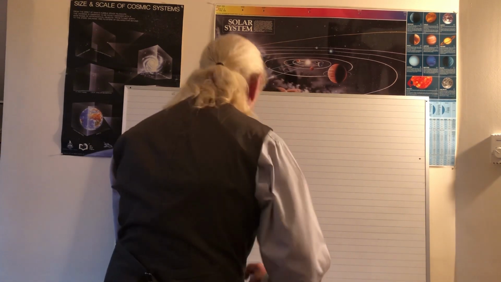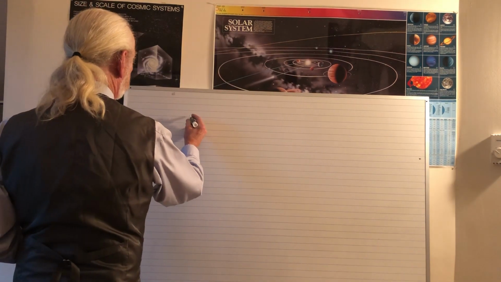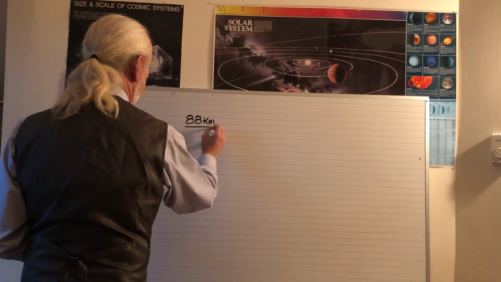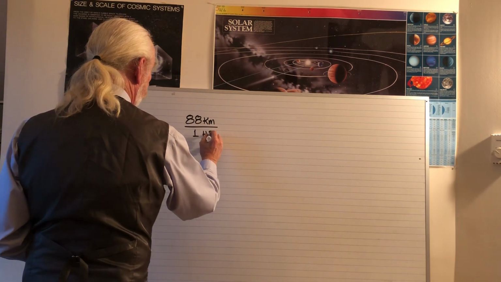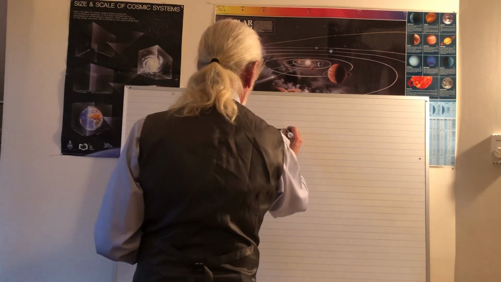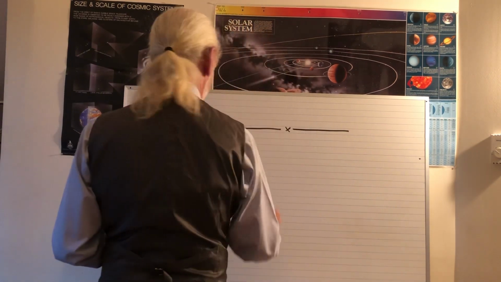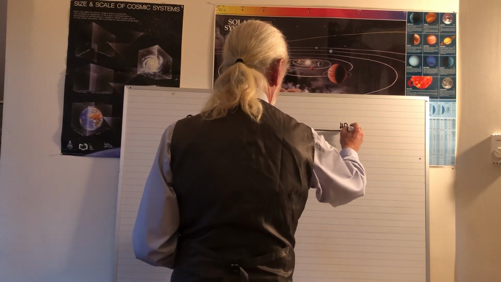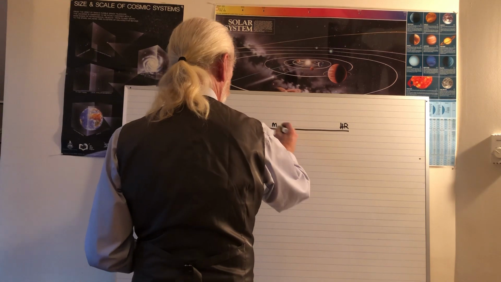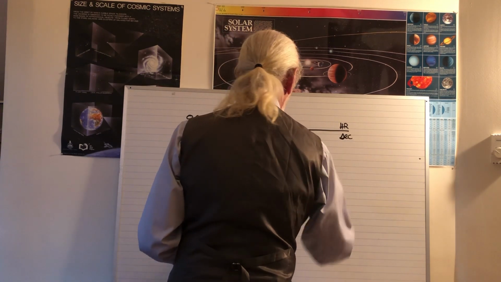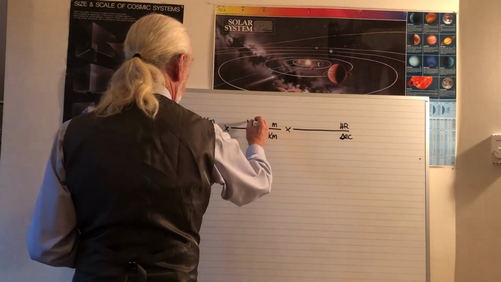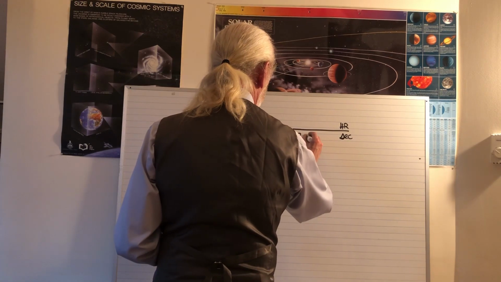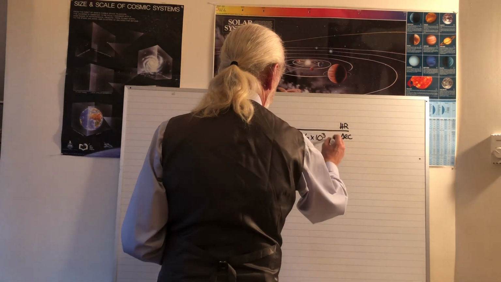88 kilometers per hour. We're going to turn that into meters per second. Two factors: kilometers to cancel, hours to cancel. I don't want kilometers, I want meters. I don't want hours, I want seconds. 10 to the third meters makes 1 kilometer. 3.6 times 10 to the third seconds makes 1 hour.